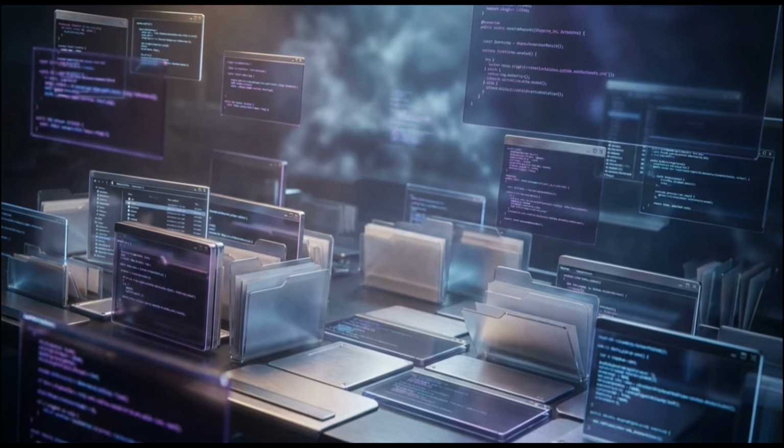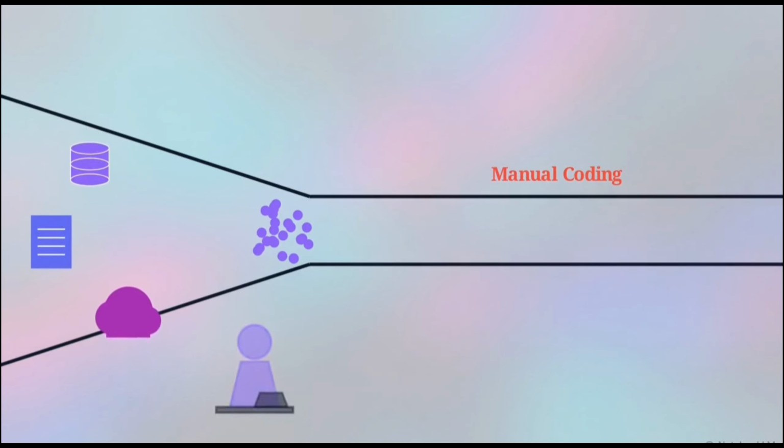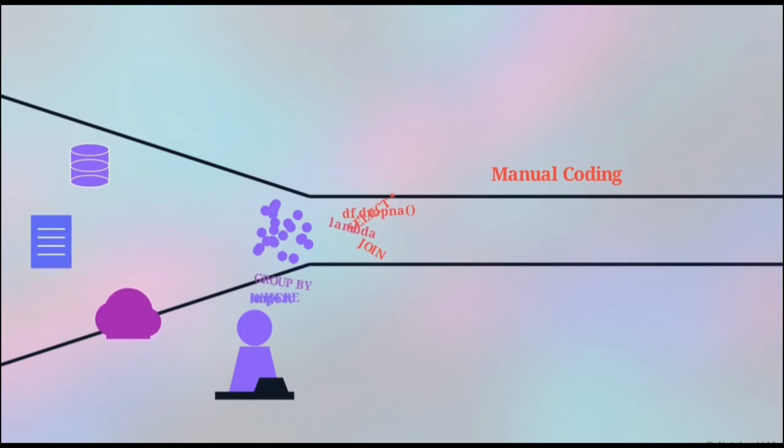Information is everywhere, but it rarely starts out clean. Today's business data is scattered across relational databases, loose flat files, cloud storage, and legacy on-premises servers. Traditionally, to extract, transform, and load, or ETL, this data, engineers had to funnel all that raw information through a narrow bottleneck of manual coding. This creates a rigid system.